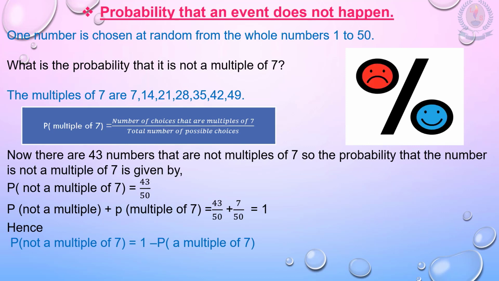Then P(not a multiple) plus P(multiple of 7) equals 43 over 50 plus 7 over 50, which is 50 over 50, equal to 1. Hence, P(not a multiple of 7) is equal to 1 minus P(a multiple of 7).